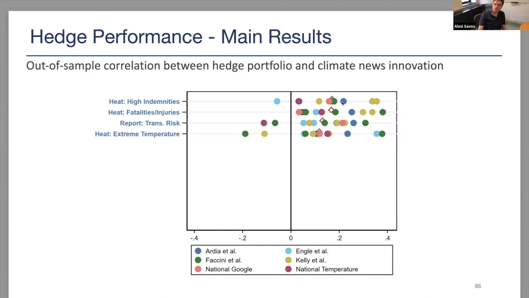I mean, the climate news innovation also has noise in it. Exactly. Then there's noise. Exactly. Yeah. Absolutely. So the fact that all these climate news measures are difficult to hedge tells you that noise is probably very big in all of them.